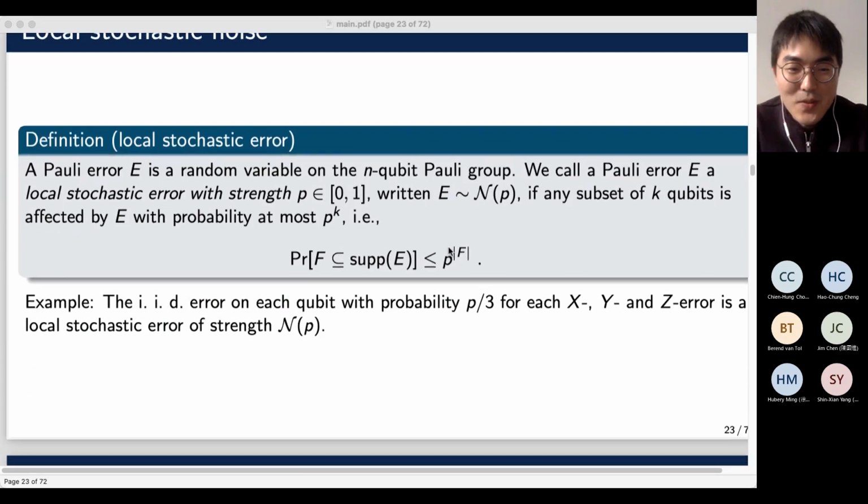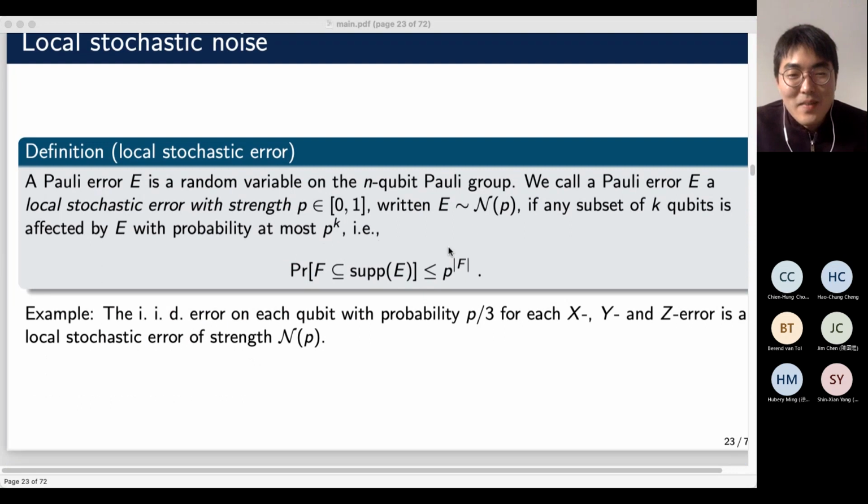Okay. So for example, the IID error on each qubit with probability P over 3 for each X, Y, and Z error is a local stochastic error of strength P.